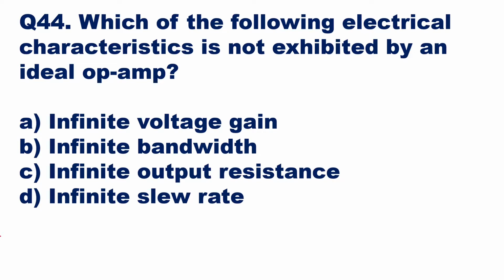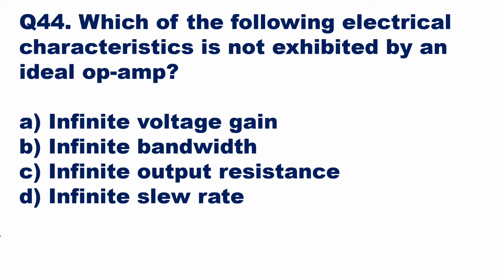Then we'll go to the next question, question number 44. Which of the following electrical characteristics is not exhibited by an ideal op-amp? Now, ideal op-amp characteristics you can remember. Now, what were the ideal op-amp characteristics? So, ideal op-amp we saw that it was having infinite voltage gain, it was having infinite input impedance, it was having infinite bandwidth. Okay, it was having infinite slew rate, it was having infinite common mode rejection.